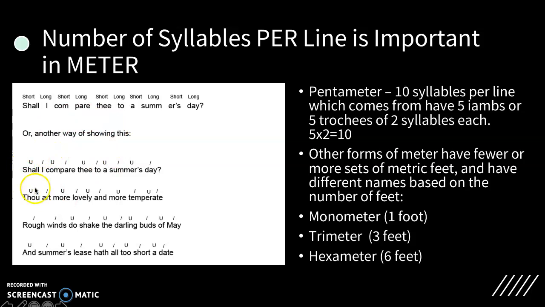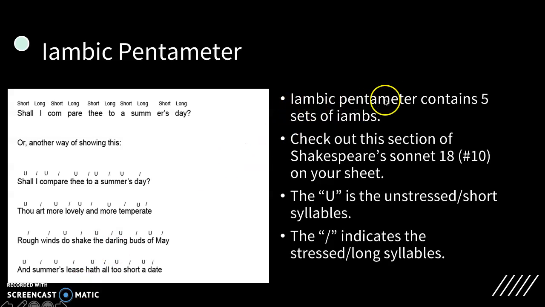All right, so this is kind of how we mark it. This is a section from Sonnet 18 by William Shakespeare. Shall I compare thee to a summer's day? It has 10 syllables, and these are arranged unstressed, then stressed. In other words, short, then long. So that is going to be a pattern that is iambic, because iambic goes unstressed, stressed, short, long. And you got 5 of them: 1, 2, 3, 4, 5. That means this is in iambic pentameter. So iambic pentameter contains 5 sets of iambs, which end up adding up to 10 syllables per line.